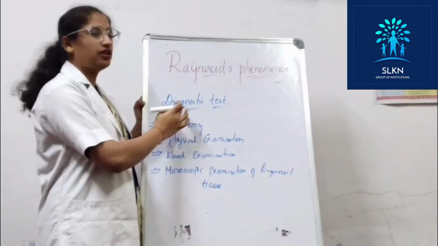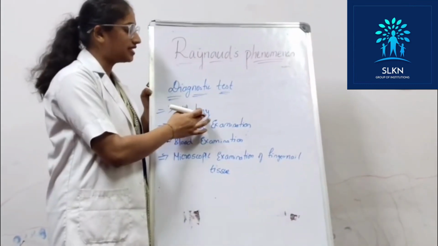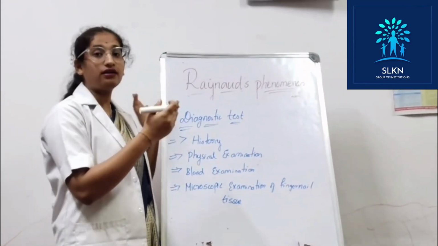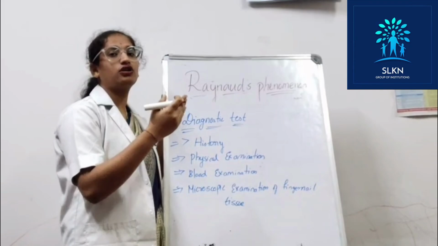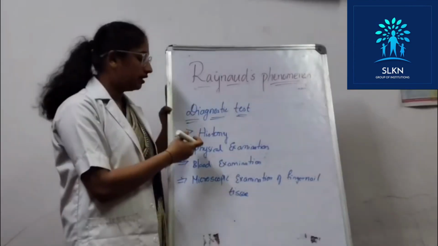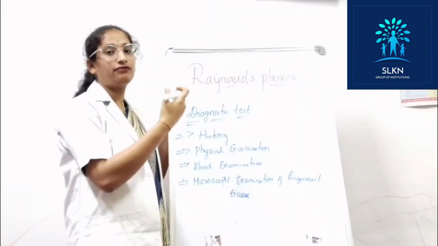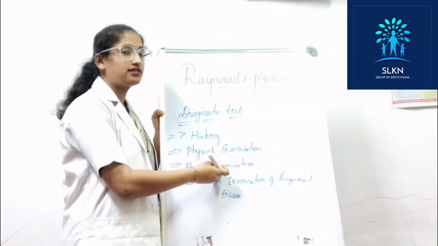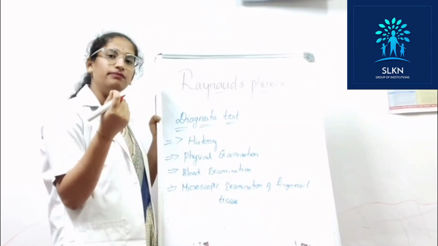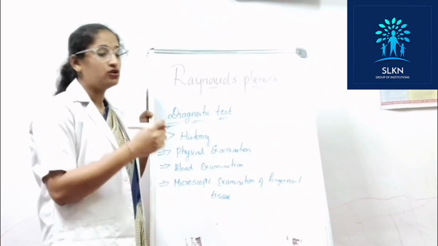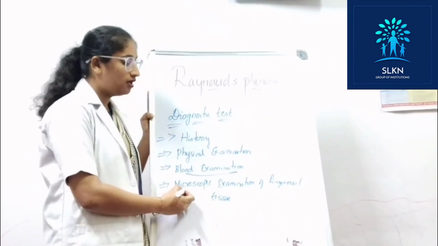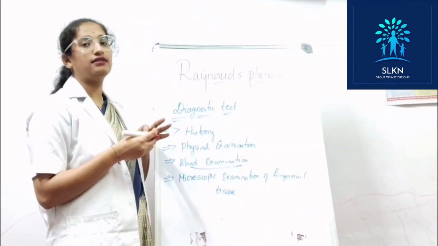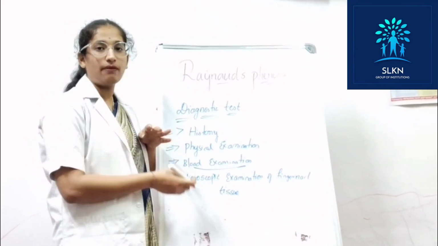We will discuss the diagnostic tests. First is history collection, where we have to collect the complete history of the patient, and also from their parents. Then physical examination, from head to toe. Then blood examination, to find which type of bacteria or virus is causing it. Then microscopic examination, where we collect the fingernail tissues and examine them under the microscope.